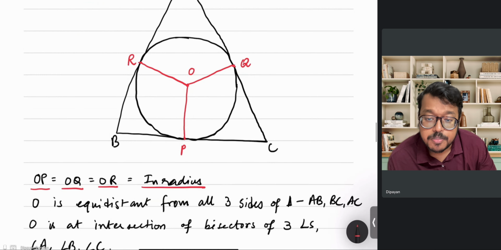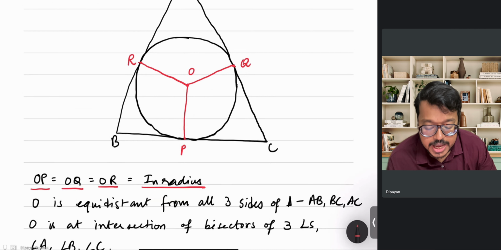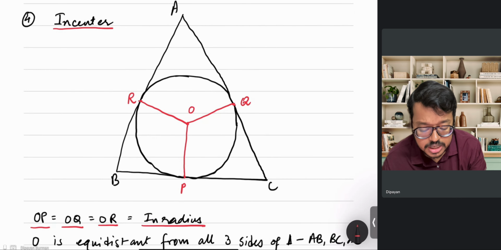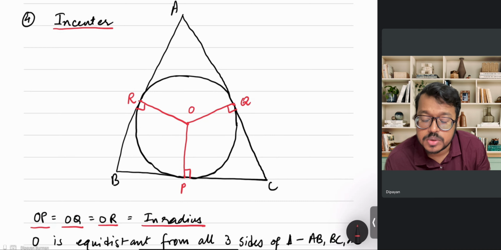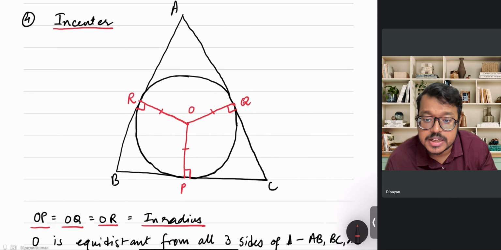Now point O is the center of that circle, the center of my incircle, and you know from the circle and tangent theorem that if OP is a radius and BC is a tangent, OP is perpendicular to BC. Similarly, OQ is perpendicular to AC, and OR is perpendicular to AB. And since OP, OQ and OR are radii of the same circle, they are all equal.